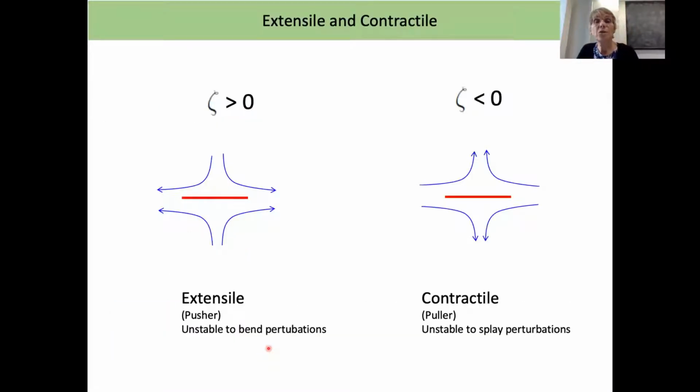Now, later on, I'm going to talk about 2 different sorts of activity. One which corresponds to a positive zeta, the strength of the activity is positive. That corresponds to extensile flow fields, where one of the nematogens pushes fluid out along the ends and pulls it in along the sides. This sort of system is unstable to bend perturbations in the nematic director field. Or for zeta negative, I'm going to talk about a contractile system, and these are unstable to splay perturbations. So it gets you one way or the other.